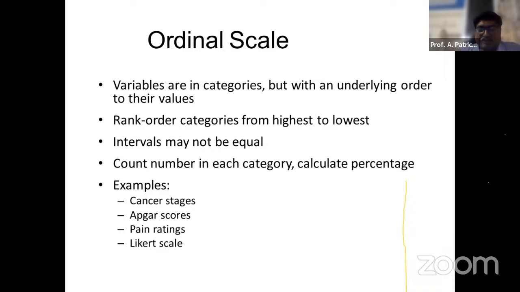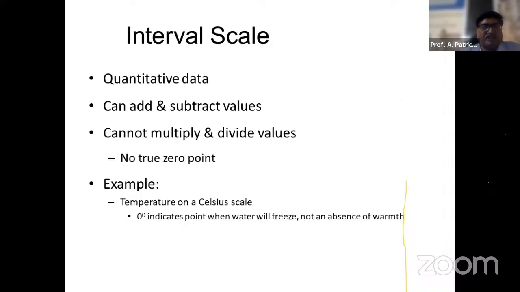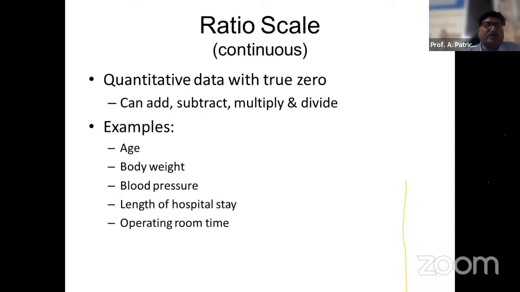Likert scale, this is what I said, a 5-point scale: strongly agree, agree, neutral, disagree, strongly disagree, scored 5, 4, 3, 2, 1. I convert an opinion into a number, right? Then if it is interval, it is quantitative. I can add and subtract. I cannot multiply and divide, because there's no true zero value here. But when it is continuous, it is a ratio.